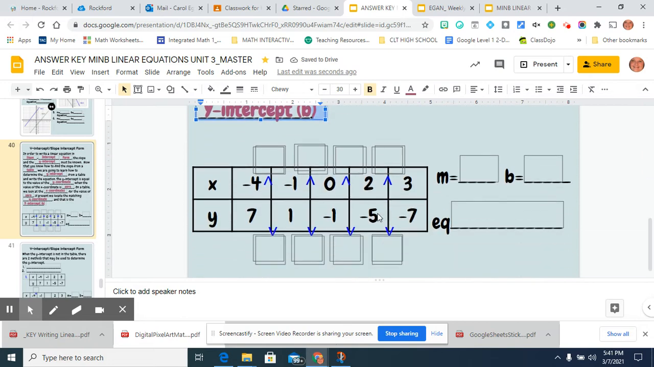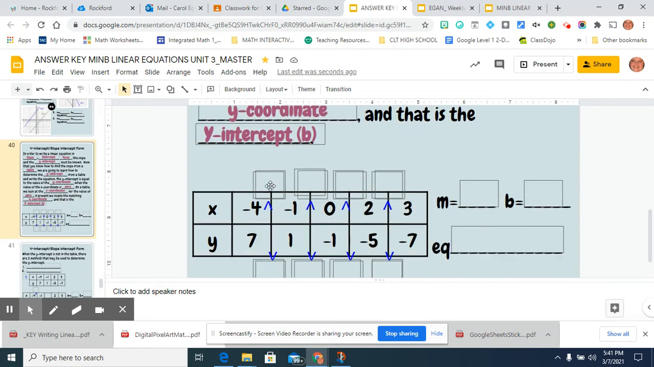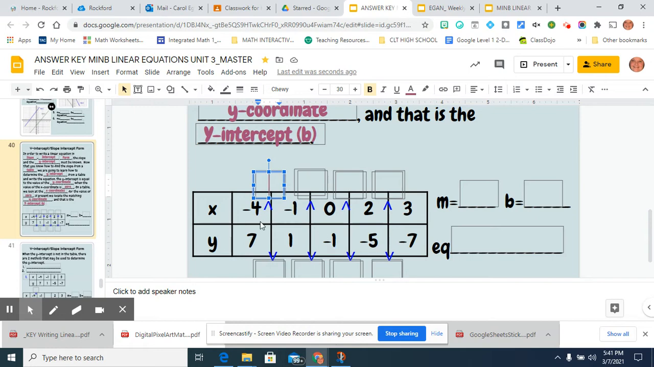So how are we going to do that? So as we know, when we're looking at a table, first thing we do is find the slope. So we find the changes in x and the changes in y. We're going to assume this, we don't know if this is linear or not. So from -4 to -1, I increase by 3. From -1 to 0, I increase by 1. From 0 to 2, I increase by 2. From 2 to 3, I increase by 1.